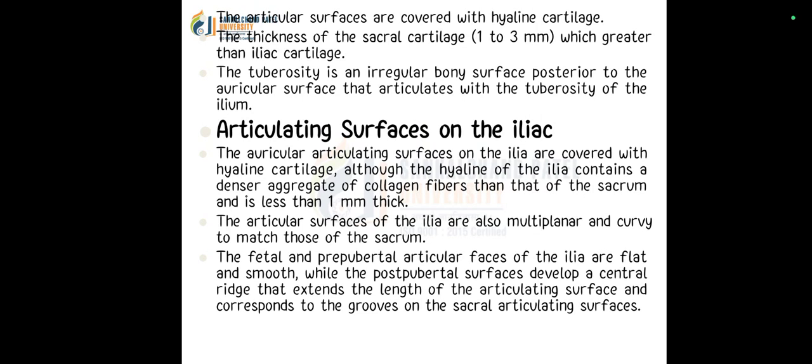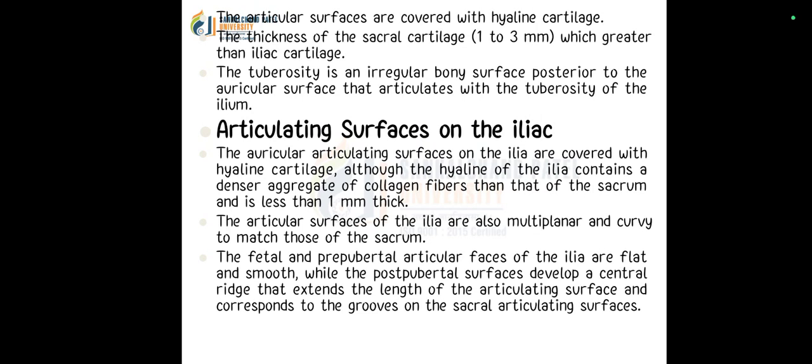Articulating surfaces on the ilia. The articulating surfaces on the ilia are covered with hyaline cartilage, although the hyaline cartilage of the ilia contains a denser aggregate of collagen fiber than that of the sacrum and is less than 1 mm thick. The articular surfaces of the ilia are also multiplanar and curvy to match those of the sacrum.